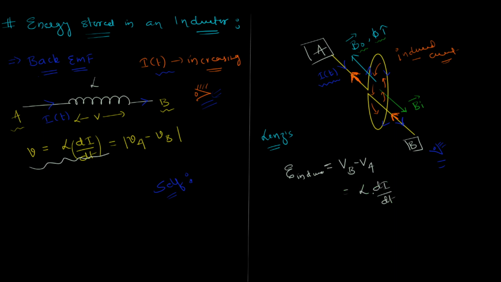So this di by dt you're writing here is the original current, this current right here. I'm differentiating this with respect to time to get VB minus VA, and surprisingly VB is at higher potential compared to VA. VB is higher potential compared to VA. All right, I hope that is clear.